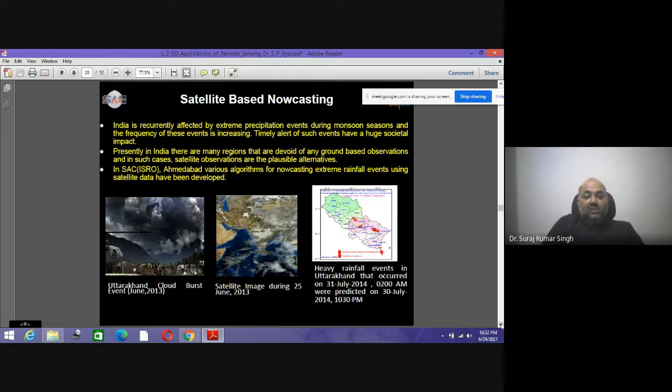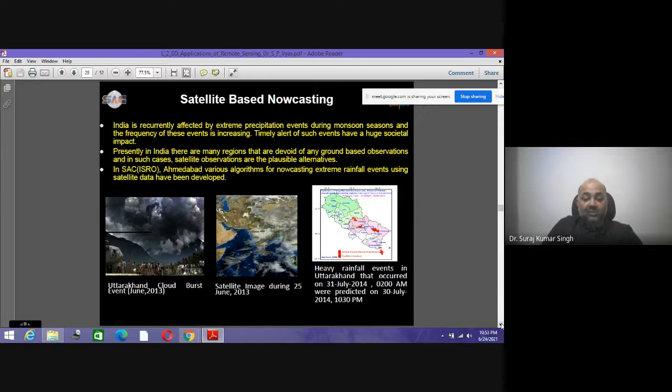So satellite-based monitoring is very important. You can see the cloudburst in Uttarakhand. There was a recent flood where India was affected by extreme precipitation events during the monsoon season, and the frequency of these events is increasing. Timely warning of such events has a huge societal impact and can save lives. Presently in India, there are many regions devoid of any ground-based observations, and in such cases satellite observations are the best alternative. Especially SAC ISRO Ahmedabad has developed various algorithms for showcasing extreme rainfall events using satellites.